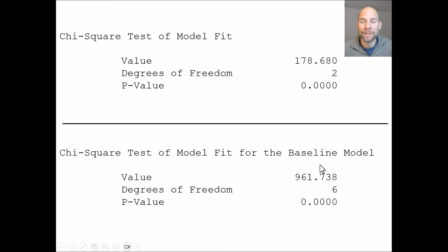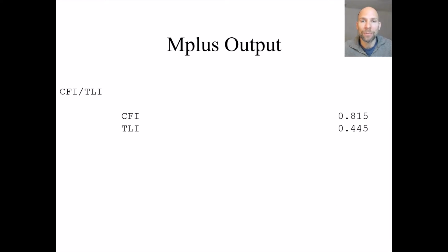So 961 is a lot larger than 178. And so this model fits even worse. So let's take a look at how this then translates into TLI and CFI values in the Mplus software, which are also provided as part of the model fit output in Mplus.